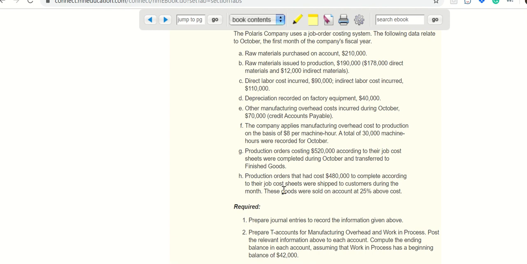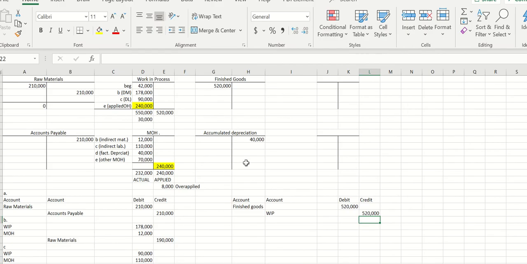Production orders that costed $480,000 to complete according to the job cost sheet were shipped to customers during the month. The goods were sold on account at 25% above cost. Okay, so we're making a sale, right? We're going to have, and this is the amount of inventory. We're not selling all of our finished goods here. We're just selling 480,000. Yep, 480,000.